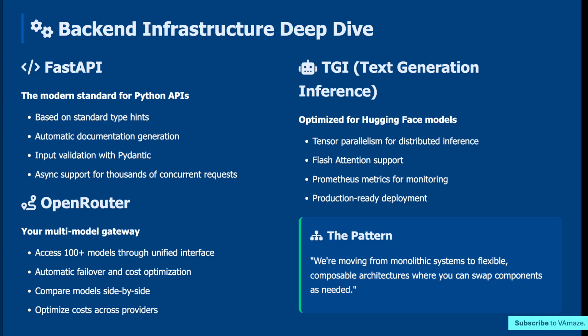And TGI, text generation inference from Hugging Face, is optimized specifically for serving Hugging Face models. Tensor parallelism, flash attention support, and Prometheus metrics make it production ready. If you're deploying Hugging Face models, this is your best friend. The pattern here is clear. We're moving from monolithic systems to flexible, composable architectures where you can swap components as needed.